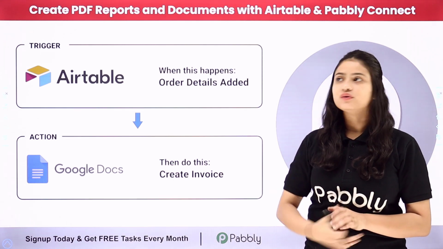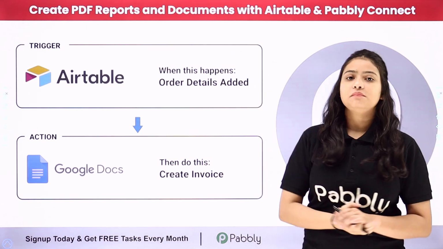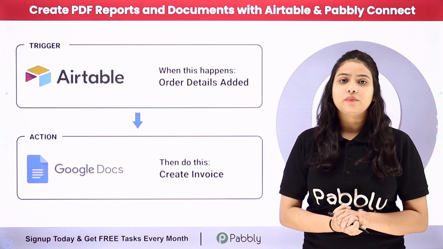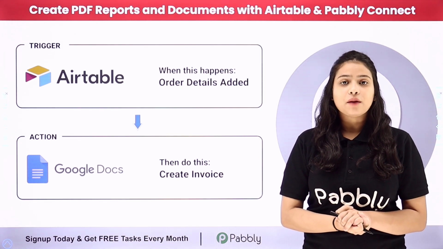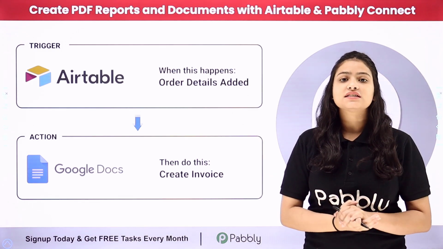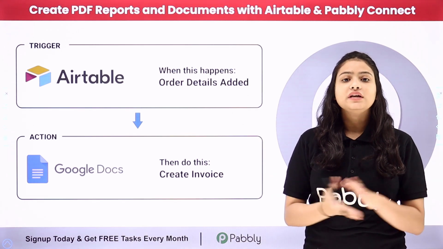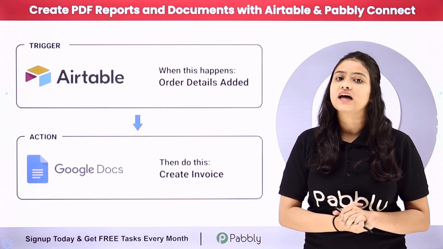In this video, we are going to learn how to create PDF reports and documents with Airtable and Pabbly Connect. So I run a small apparel store and I want that whenever somebody places an order over there, I create a record in my Airtable with all the order details. And as soon as the order record is created, an invoice should immediately be generated with the help of Google Docs for that same customer and that same order.